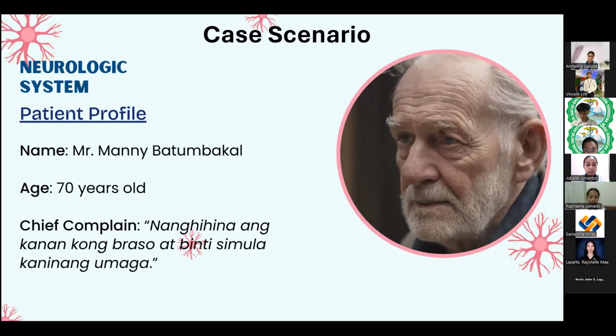For case scenario 2, for the neurologic system, patient profile: name Mr. Manny Bakal, 70 years old, chief complaint: "Ang kanan kong braso at binti ay mahina simula kaninang umaga."